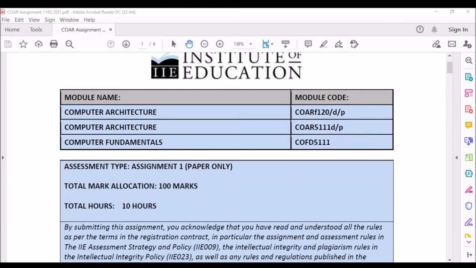So we're going to be looking at this paper. It's 100 marks, naturally, and we'll delve into each one of the questions that are there, just to understand exactly what's happening, so that we know how to tackle these accordingly. All right, so let's go through it.